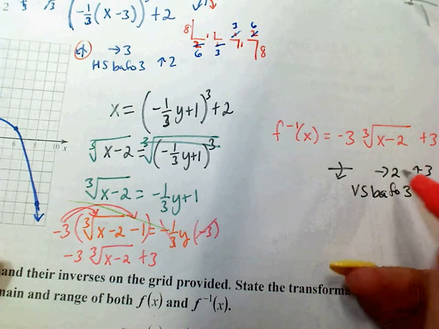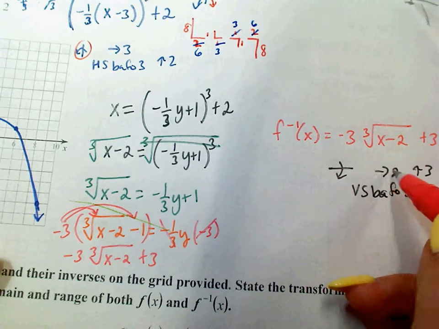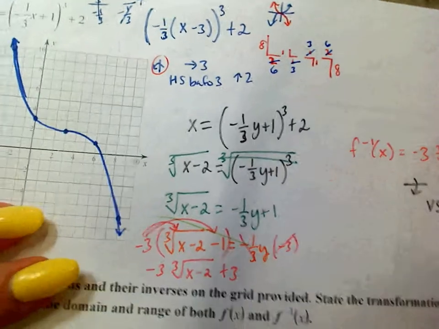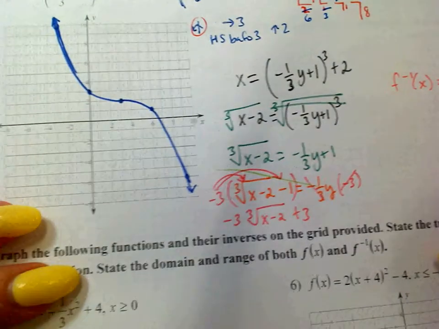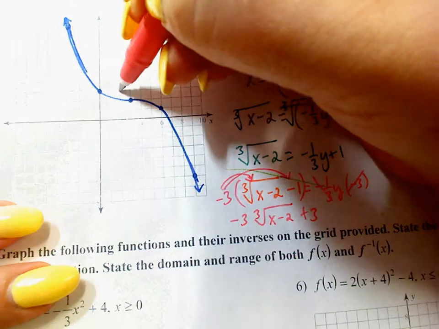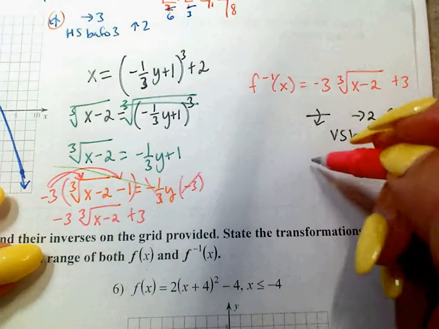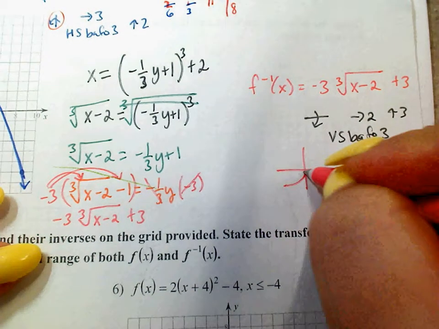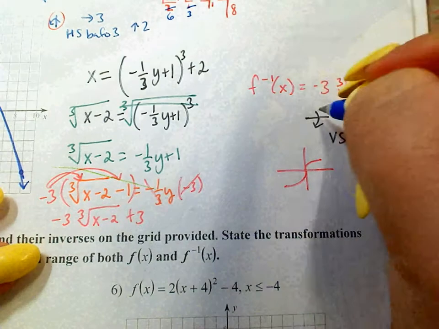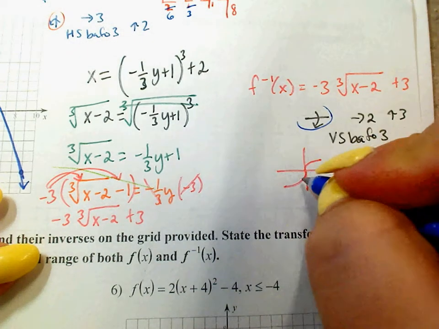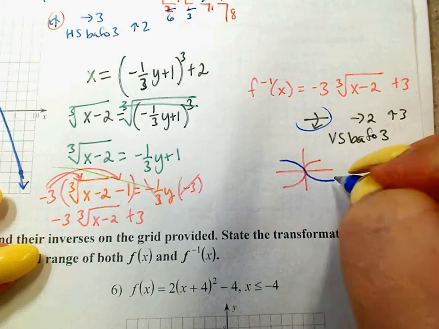So first I'm going to go to the starting point, or the center point. I'm going to go to the right 2 and up 3. Okay. The next thing I'm going to do is think about my shape. So normally a cube root function looks like this, but because of the negative, because of the flip, it's now flipping over the y. This is going to go up here, and this is going to go up here.